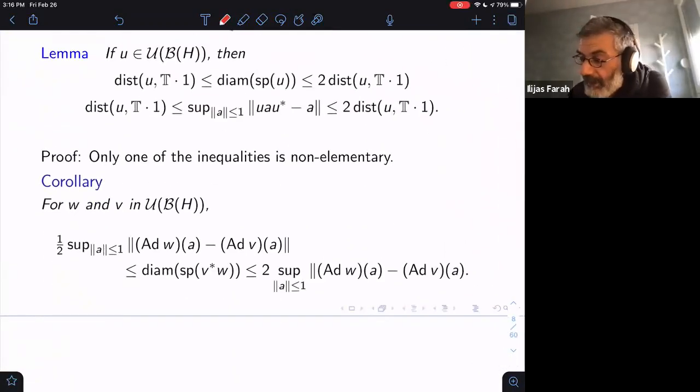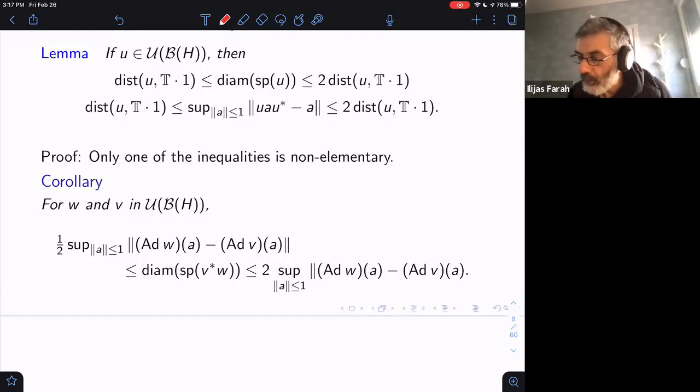Okay, so here is the corollary. If we take any 2 unitaries, W and V, then we have these 2 inequalities. So basically, you see, we have the diameter of the spectrum of V*W in the middle, and it is book-ended by, well, you just look at conjugation by W and conjugation by V, and look at the distance between those 2 operators in the operator norm. So the diameter of the spectrum is at most 2 times that distance, and at least 1/2 that distance. So basically, for practical purposes, if we just care about what converges to 0, they are interchangeable.